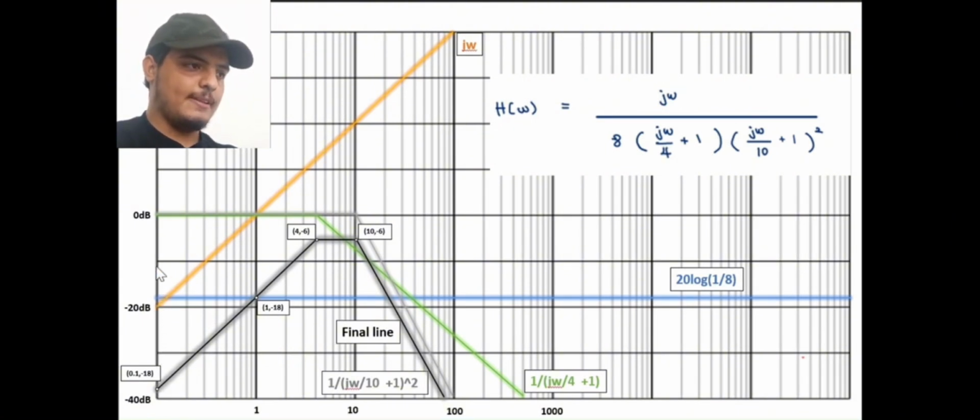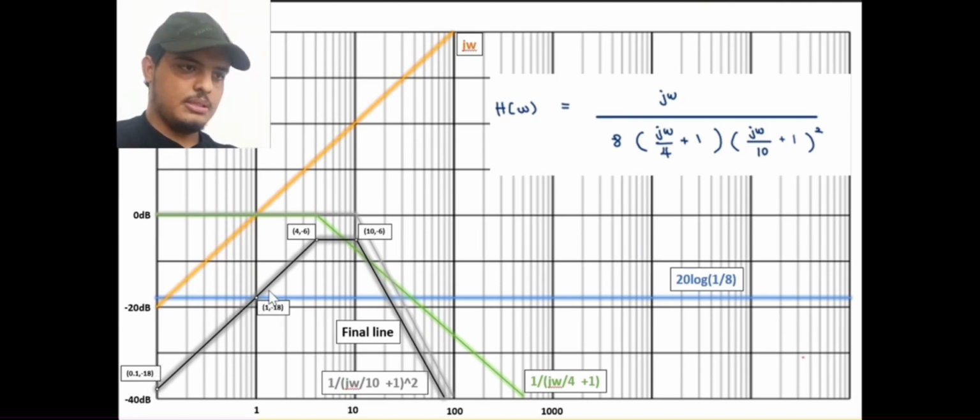At 0.1 we have negative 20, negative 18 and 0. That is all the points we have at 0.1. It will be negative 18, so this is our first point. For 1 we have negative 18 and 0, so this will be our second point.